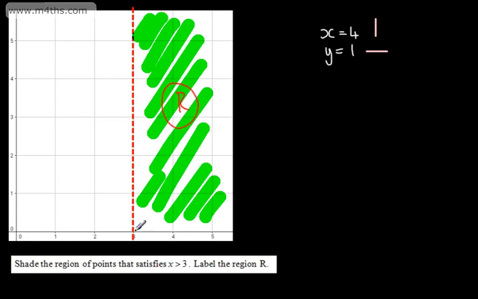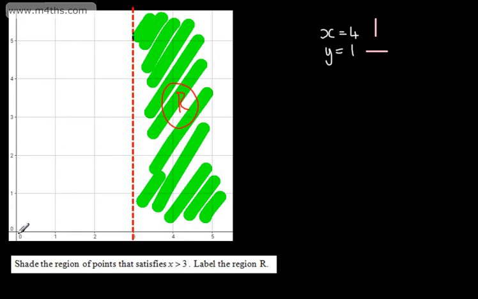So I'm going to put here that this is the region that satisfies that inequality. If you look here, we've got all numbers for x strictly greater than 3. So we don't include 3, and that's shown by the broken line. So integer values could be 4, 5, 6, right the way up, and you can keep going all the way to the right. So shade the region of points that satisfy x is greater than 3.